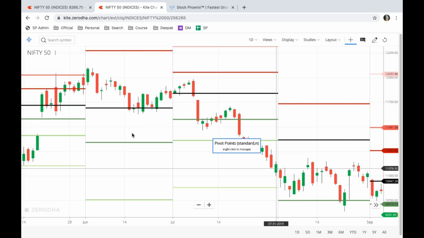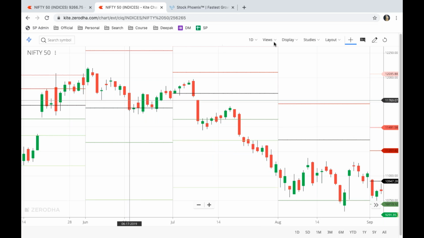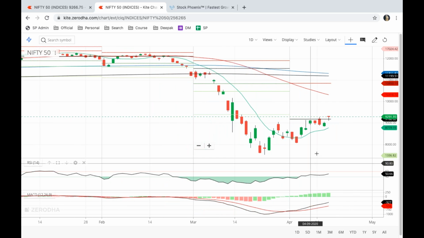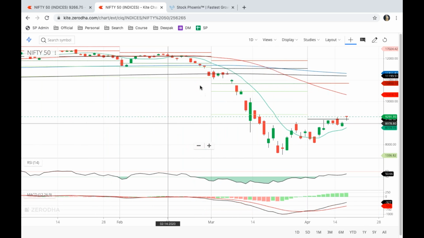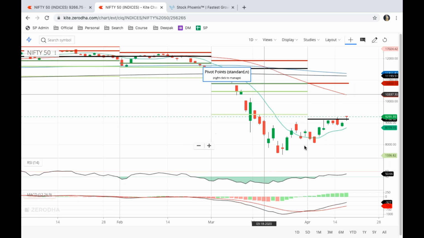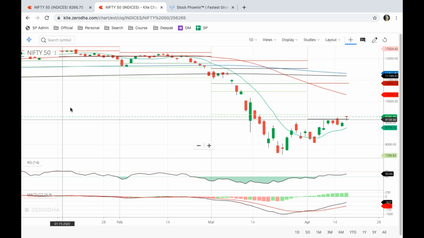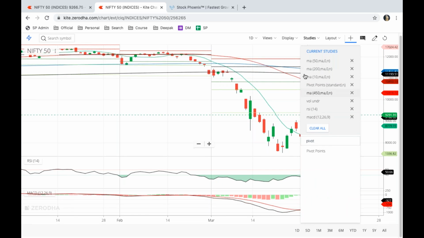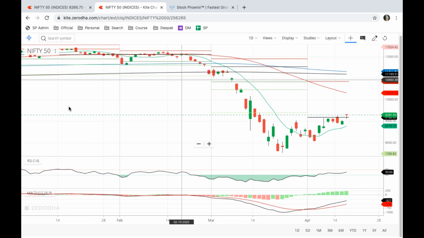The black line is the pivot. How many indicators do we use at a time? We will add all the indicators shown in the Stock Phoenix setup, and we will use all the indicators at the same time. This is like a family of indicators. You can count 1, 2, 3, 4, 5, 6, 7, 8 indicators. Without this, I cannot trade.